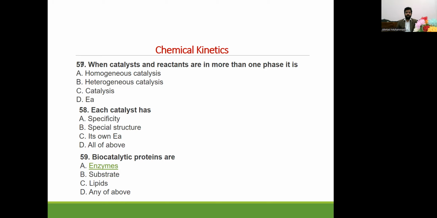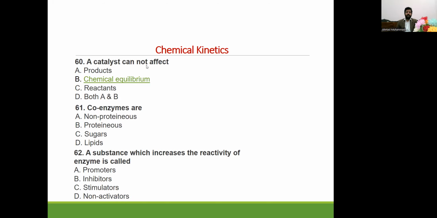Biocatalyst protein is an enzyme. A catalyst cannot affect the product, chemical equilibrium, reactant, both A and B. So the right option from these is both A and B, product and chemical equilibrium. Coenzymes are non-proteinous, proteinous, sugar, lipid. Coenzymes are actually non-proteinous. A substance which increases the activity of enzyme is called promoter, inhibitor, simulator, non-activator. So the right option from these options is A, promoter.